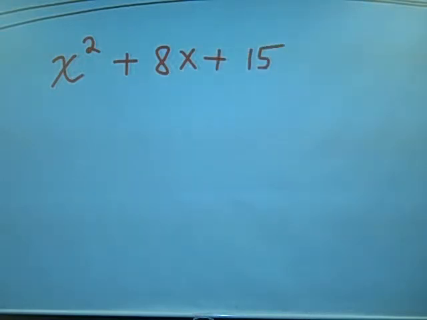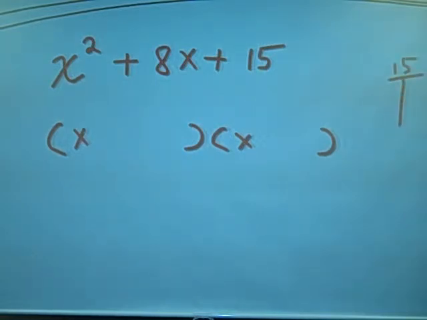All right, try this. X squared plus 8x plus 15. Put in your parentheses, put in your x's, your variables, put in your signs, and put in your factors for 15. All right, try that.